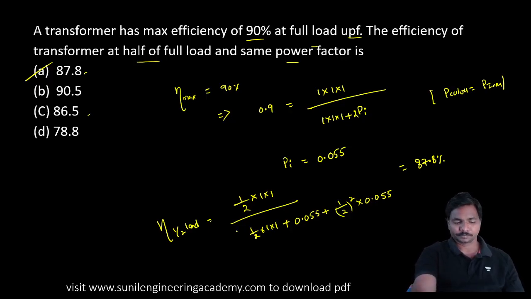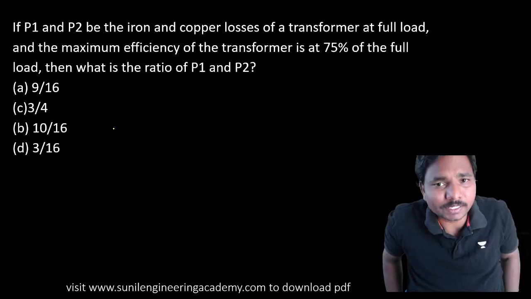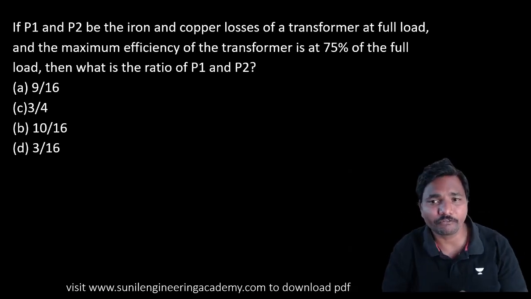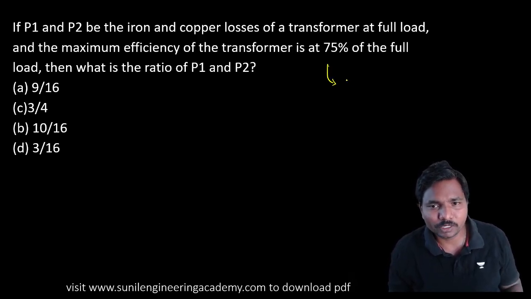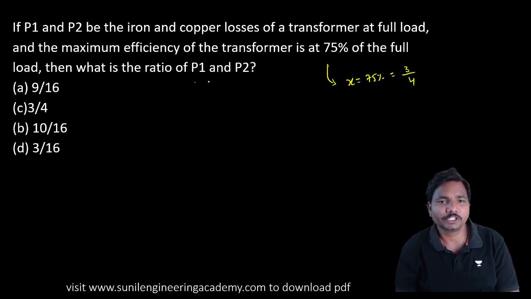Coming to the next one. P1 and P2 are the iron and copper losses of a transformer at full load, and the maximum efficiency of the transformer is at 75% of the full load. What is the ratio of P1 to P2? X of the full load is given, x is equal to 75%. That means 75 by 100, that is 3 by 4. Okay, they are asking the ratio of P1 and P2.